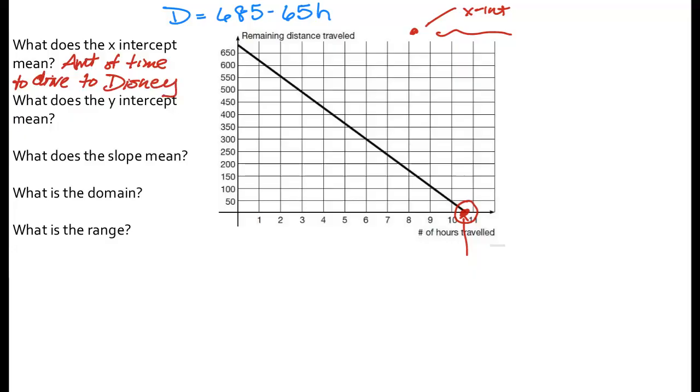Now, that's without stops. This is not your typical trip to Disneyland where you're going to stop for lunch and bathrooms and all this. If we're talking about a straight line, there are no stops there. So, we always talk about real world things, but we don't always take it literally for what it is. Okay? So, what does the y-intercept mean?